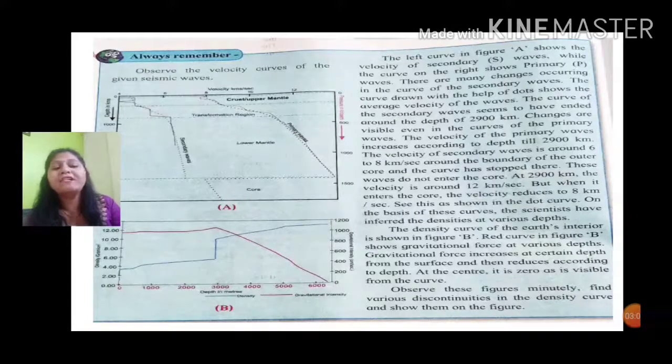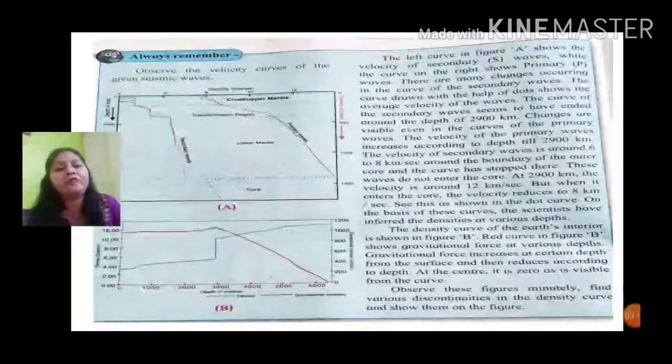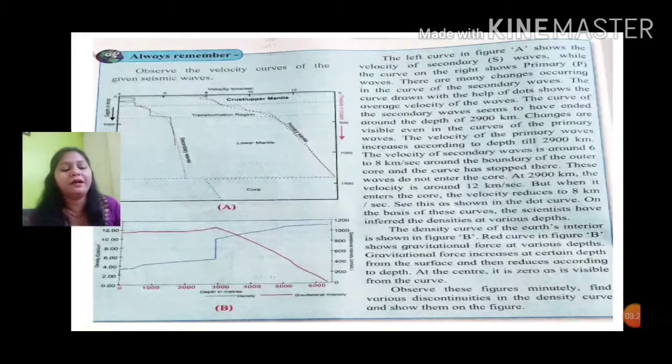Now observe these figures minutely and find out where the discontinuities in the density curves are. Clear? At home, you will go through your geography textbook and see the discontinuities in detail, what I said about these curves. Again, I am repeating, primary waves and secondary waves are those waves which are generated from the mantle.